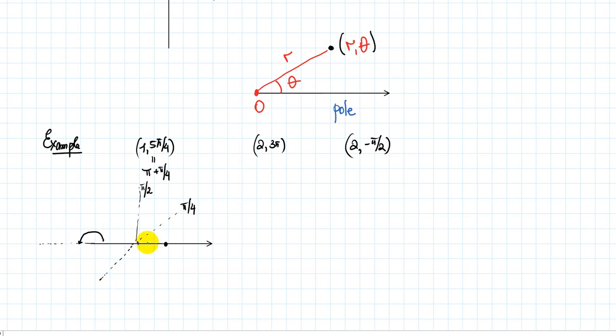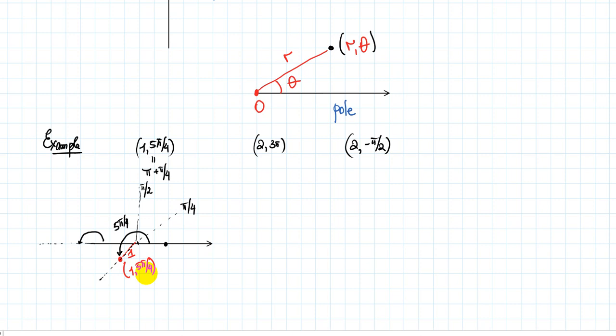So this angle is going to be 5 pi over 4. Then I need to measure the distance from the origin until this point, which is going to be 1. And I can write down this point with the coordinates 1 and 5 pi over 4.